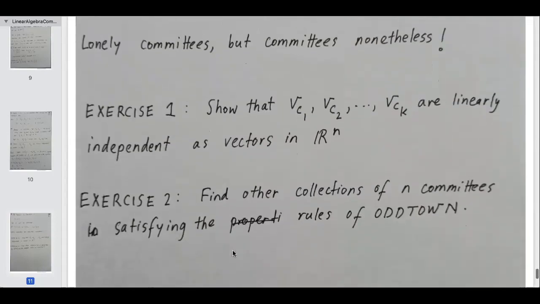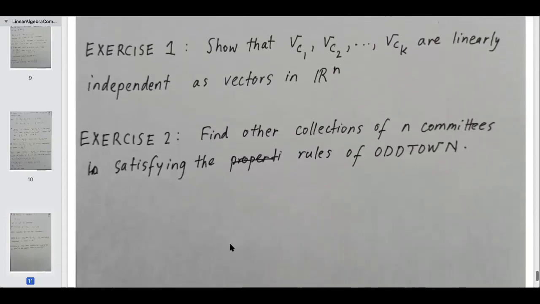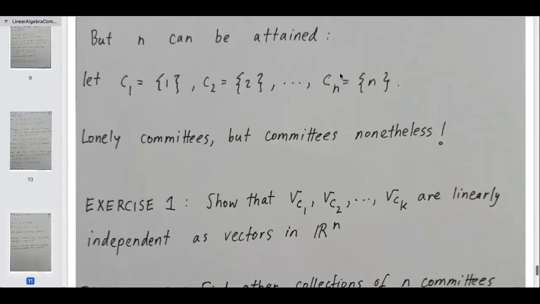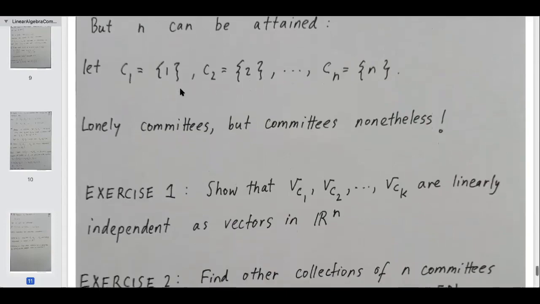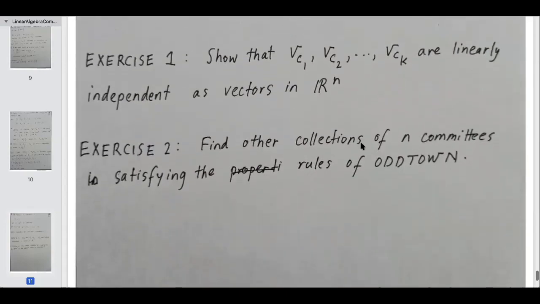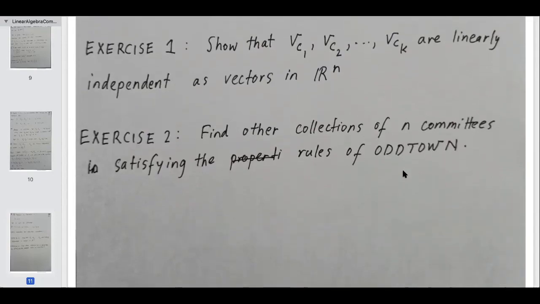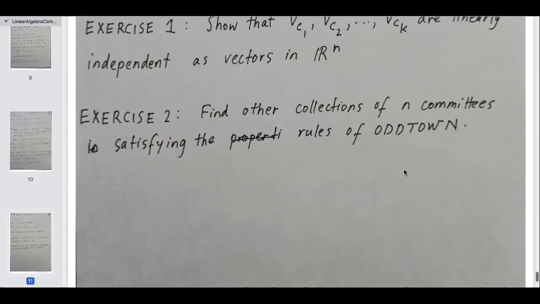You can try that. Exercise 2 is that our example was a little silly, meaning each committee just had one element. Can you give some more non-trivial committees? Find other collections of n committees that satisfy the rules of Oddtown. One possible hint is to do it when n is even and n odd separately. I think there are many ways to do it, so you can try that too.